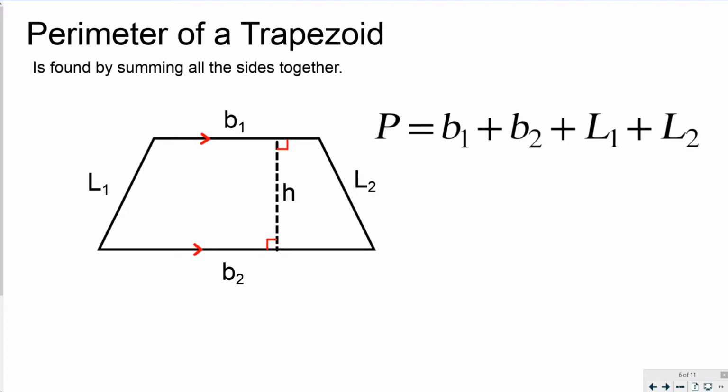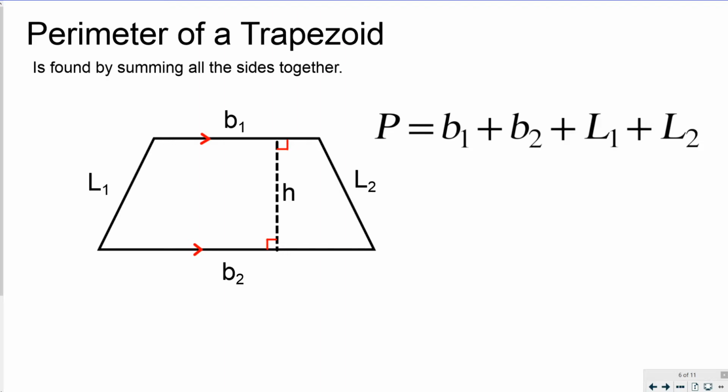The perimeter of a trapezoid is found by summing all of the sides together. Because in a trapezoid the bases are not the same length, and the legs are not always the same length, we have absolutely no guarantee that we can just multiply them by 2. If it's an isosceles trapezoid, that makes our life a lot easier, and then we can multiply by 2. But where we don't know that it's an isosceles trapezoid, we just have to add everything together individually.